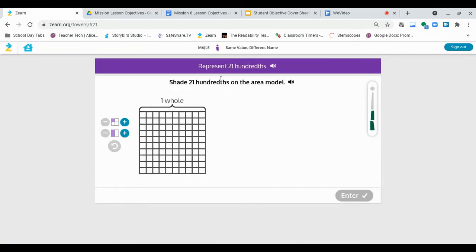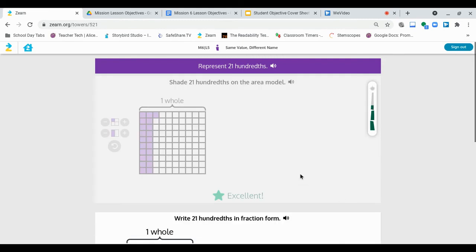Now we want to represent 21 hundredths. So we're going to shade 21 hundredths on the area model. So again, we have 1 whole and it's 100 pieces. And we want to shade 21 of them. Now you notice here they gave us this extra little button. This will shade a whole row of 10. So I can just go 10, 20, and then 1 more. So this is 21 hundredths because I have 10, 20, and 1. 21.